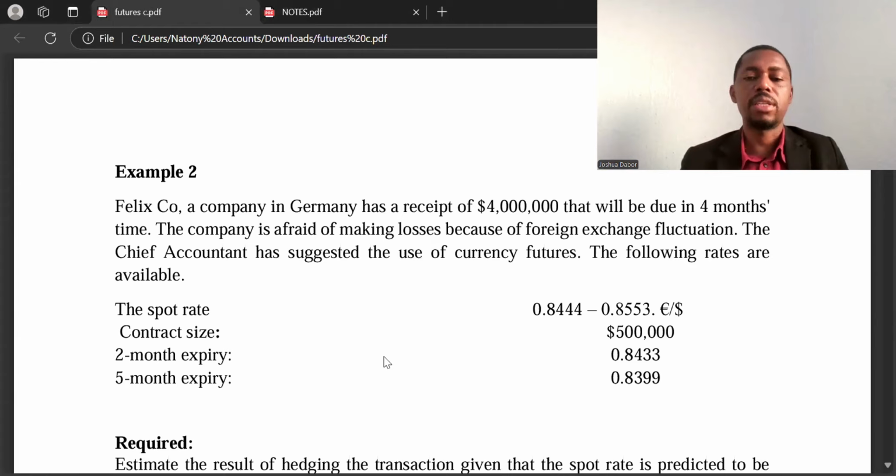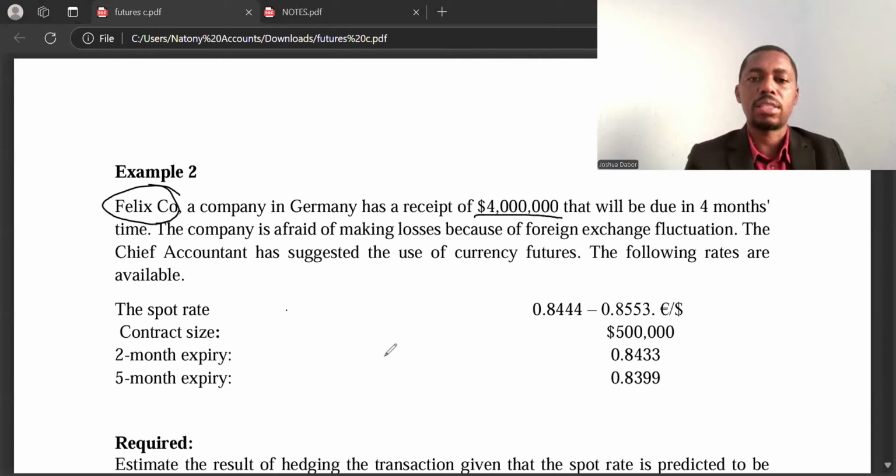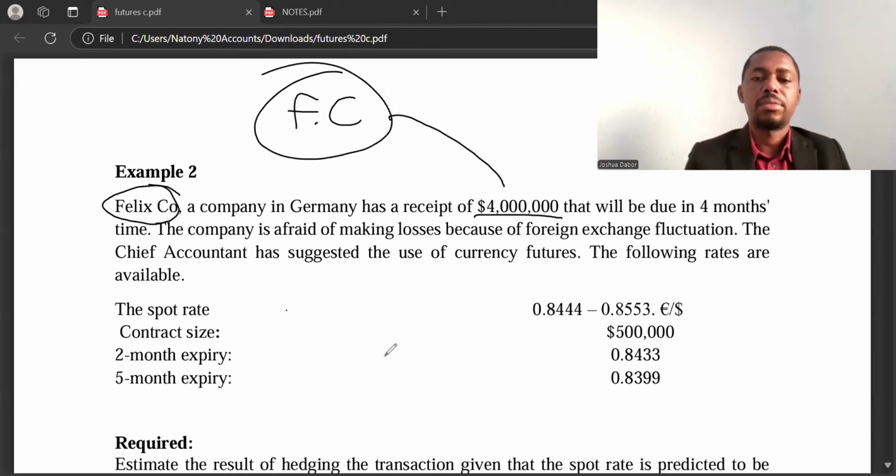Felix Co., a company in Germany, expects to receive $4 million. So now you have to understand two things. This is the company that is expecting to receive this money, $4 million. This is the foreign currency. So the company is expecting to receive $4 million in 4 months' time.